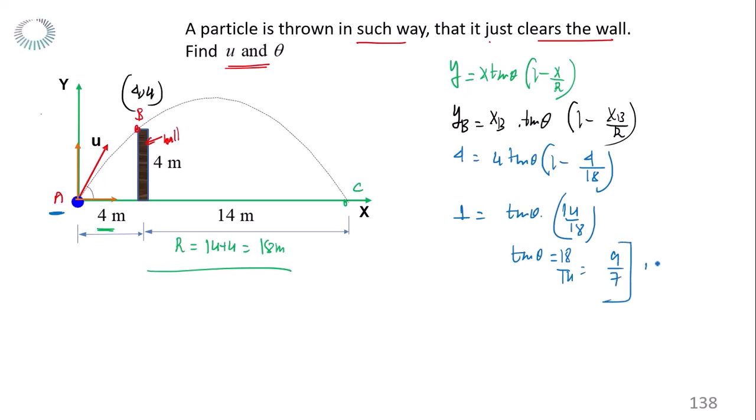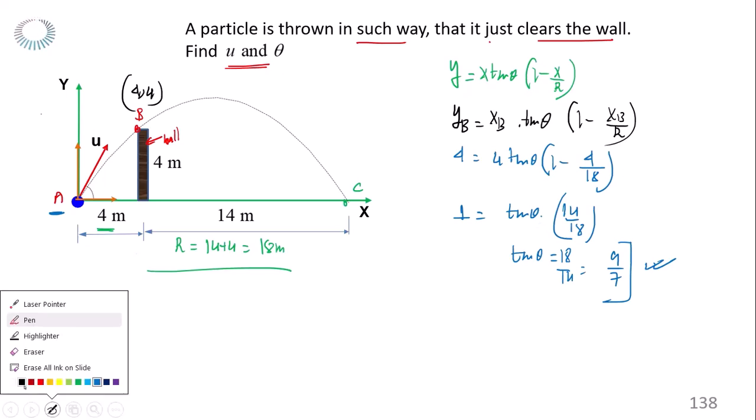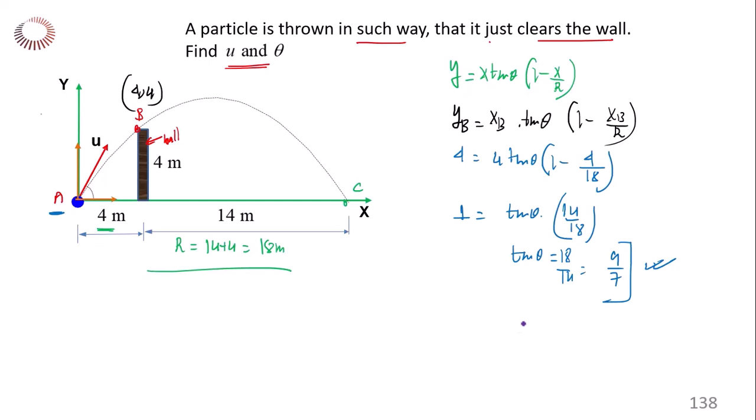So once I know the value of tan theta, now I can calculate the value of u. Why? Because for this situation, if I say this is the right angle triangle, and this is angle theta, tan theta is 9 by 7, so this number is 9, this number is 7. Now what about this hypotenuse? Hypotenuse is root of 81 plus 49. So how much? 130.